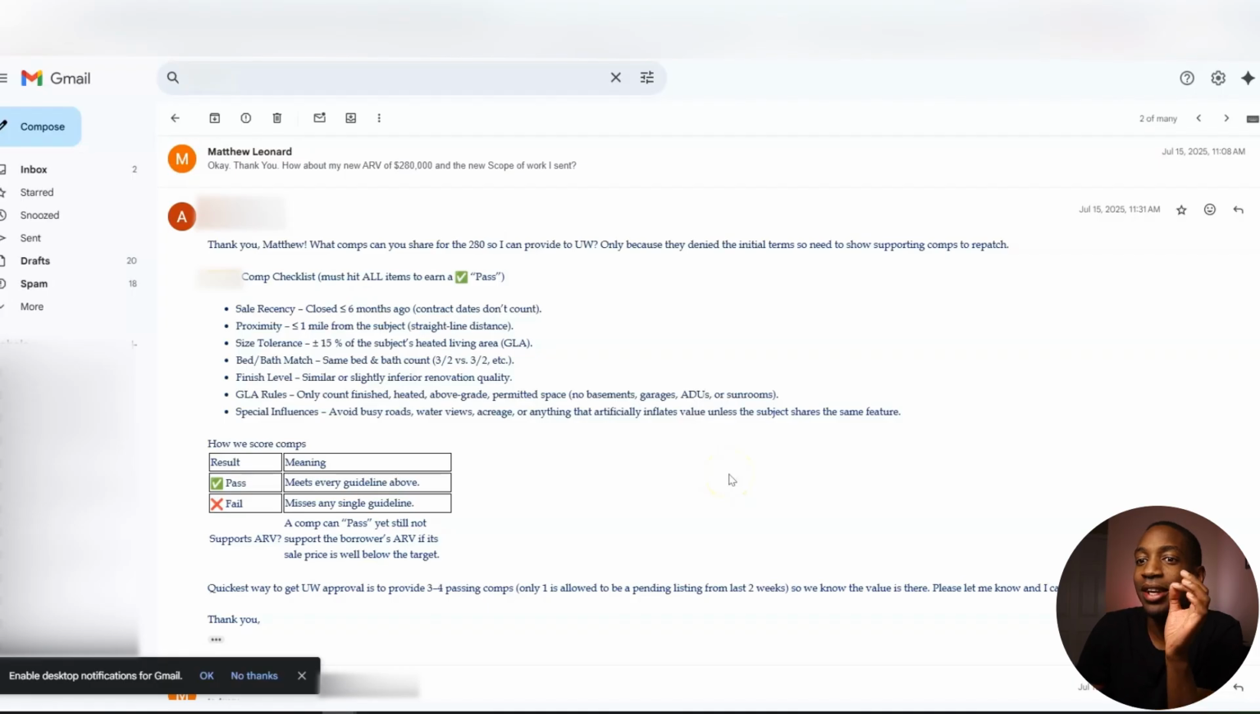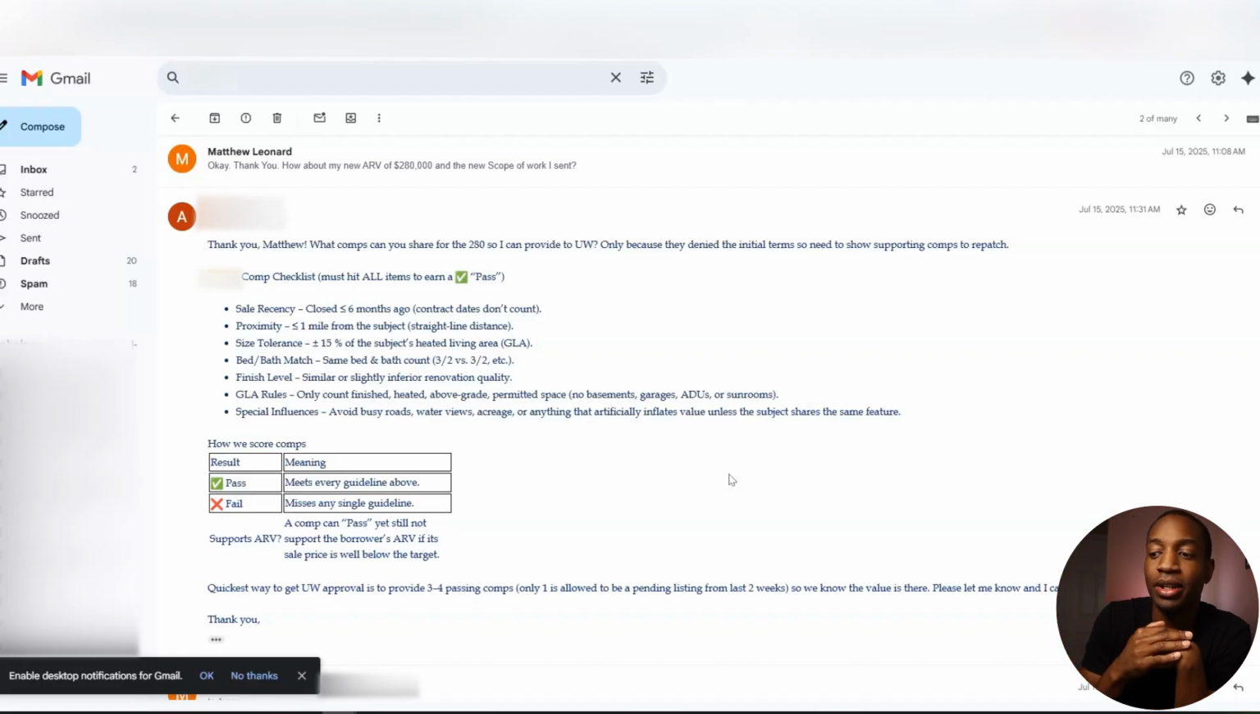All right, so now I'm in my email, and this is an email that I got from my hard money lender. This is what they go through with underwriting. I wanted to make sure I show you all this part because it's important. They sent me their checklist, and it must hit all items in order to earn a pass, meaning this is an eligible comp, right?